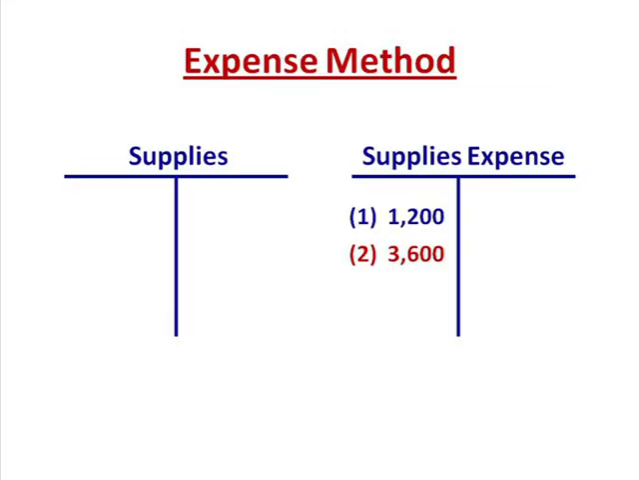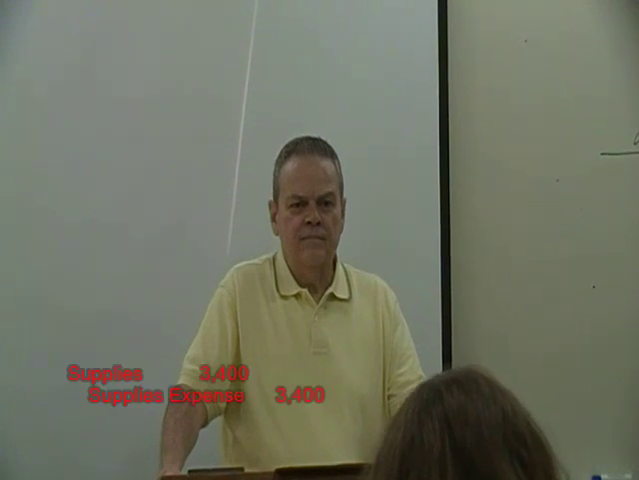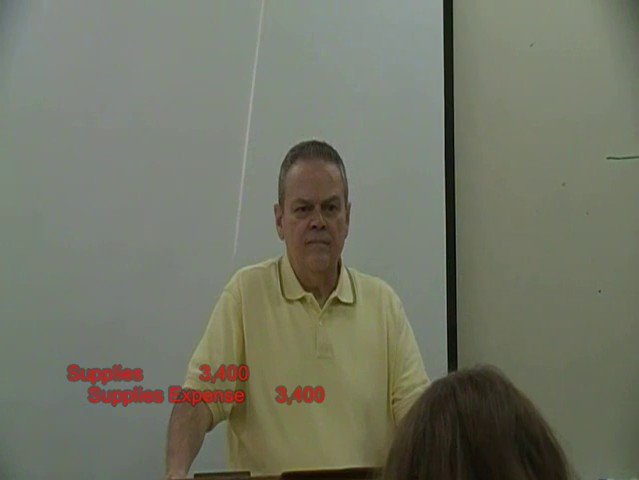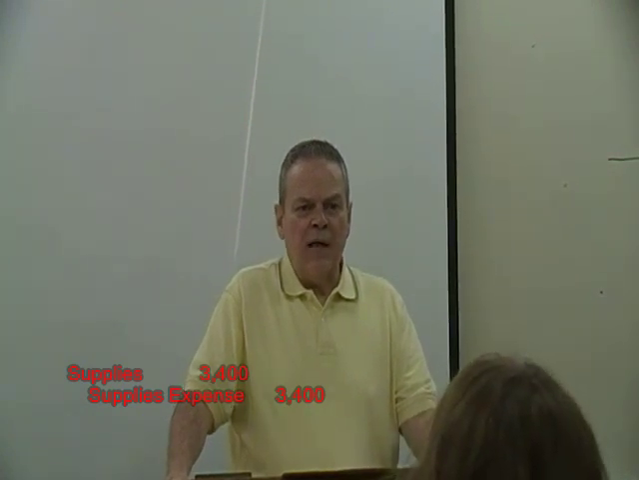Okay. If we did nothing, we would overstate expenses, understate assets, understate net income, understate capital, mess up both financial statements. Don't you think we ought to do something? Make me an adjusting entry. I'm looking for a volunteer. Alina? You would credit supplies expense $3,400 and debit supplies $3,400. Debit supplies and credit supplies expense for $3,400 has merit.